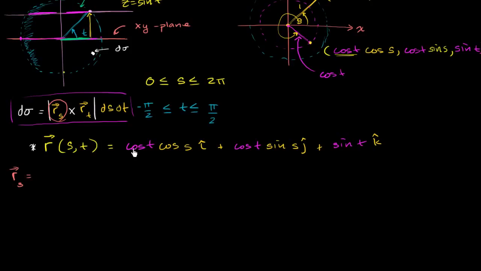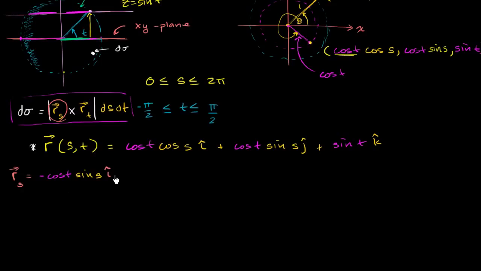Right over here, all the stuff with the t in it, you can just view that as a constant. So cosine of t isn't going to change. The derivative of cosine of s with respect to s is negative sine of s. So this is going to be equal to negative cosine of t sine of s. I'm going to keep everything that has a t involved purple. And I'll make the vectors orange.